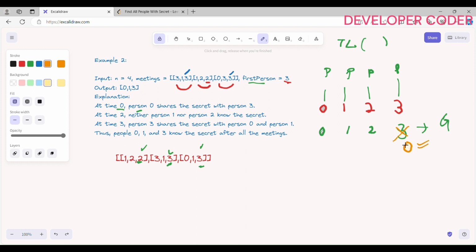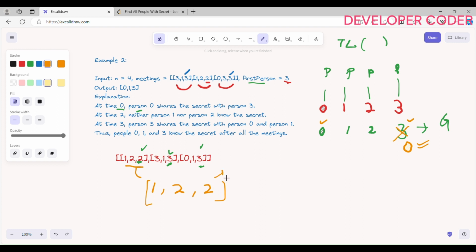Okay, so now this is in group 0. Person 0 is in group 0. This person 3 is also in group 0, because they both know the secret. Just think of it like that. Okay, now what's going to happen? First, this meeting is going to be conducted: 1, 2 and 2. Okay, this meeting is going to be conducted first.